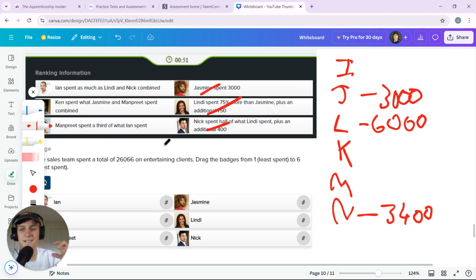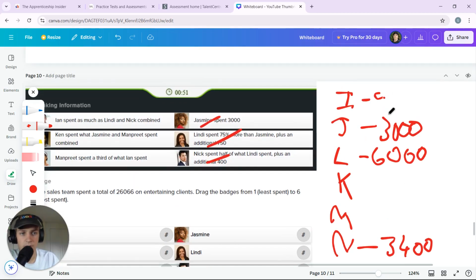Okay. So you just got to go through this systematically. It's really systematic. These are the ones you know. So now you just look for ones which only have Jasmine, Lindy, and Nick. If there's anyone else, just ignore it for now. We don't know. That one was Ian. We don't know who he is. Jasmine and Manpreet, we don't know Manpreet. So it must be this one. Ian spent as much as Lindy and Nick combined. Oh, guess what? We know Lindy and Nick. So Lindy plus Nick, Ian is going to be 9,400. Boom. Nice one. Thank you, Ian.